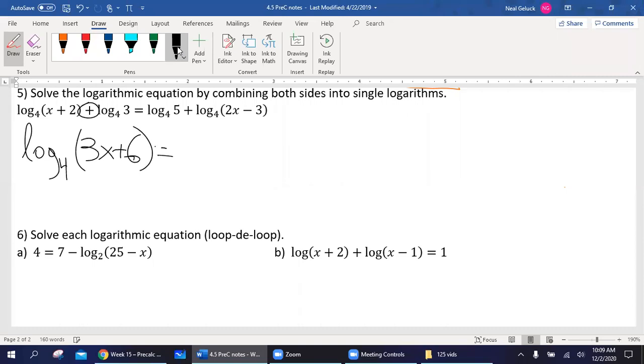On the other side, again, I'm adding. So that means I'm actually multiplying 5 times 2x minus 3, which will give me 10x minus 15.